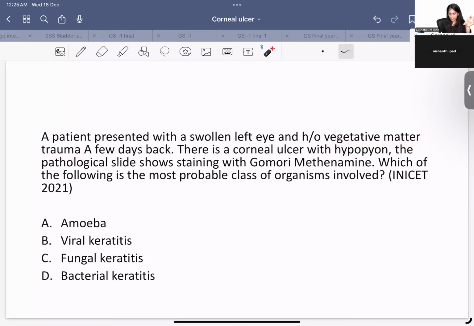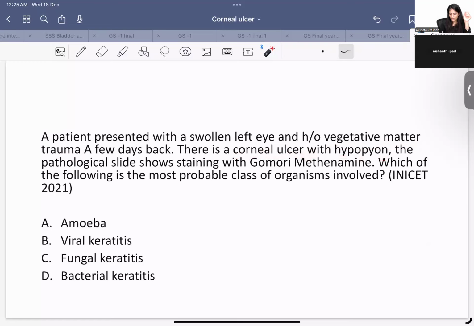A few days back, there was a corneal ulcer. They have mentioned a corneal ulcer. Now we know the causative organism. It is fungus. And that ulcer is associated with hypopyon. The pathological slide shows staining with methenamine. Which of the following is the most probable class of organism involved?